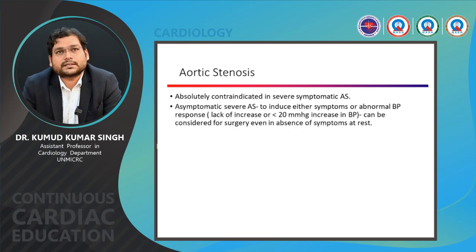Exercise testing is absolutely contraindicated in severe symptomatic aortic stenosis. In asymptomatic severe AS, ETT can be done to induce either symptoms or an abnormal BP response. An abnormal BP response is a lack of increase in the BP, or less than 20 millimeters of mercury increase in the BP. If the patient has an abnormal BP response, those patients can be considered for surgery even in the absence of symptoms at rest.